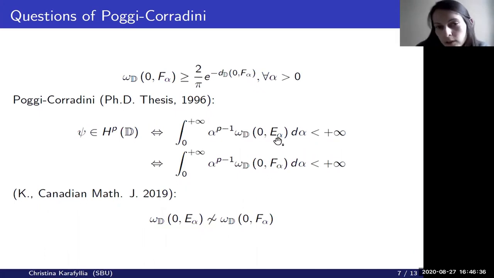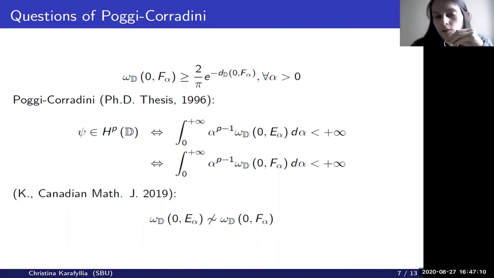And I also want to mention that this equivalence is not so obvious because these two harmonic measures are not comparable in general. So, based on these two observations, he made the following questions. The first question is whether there is a positive constant such that the opposite inequality holds. That would mean that the harmonic measure and e to the minus d would be comparable.